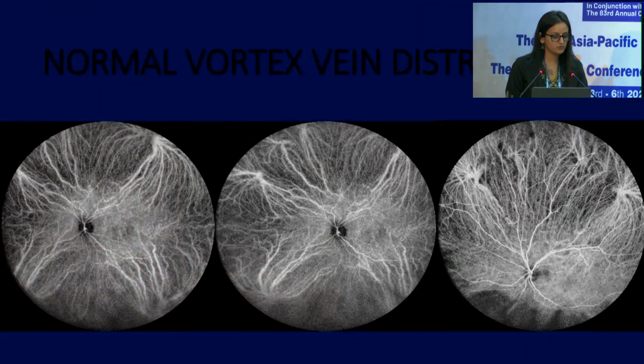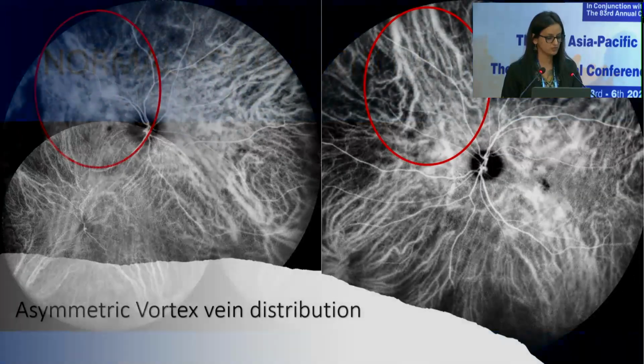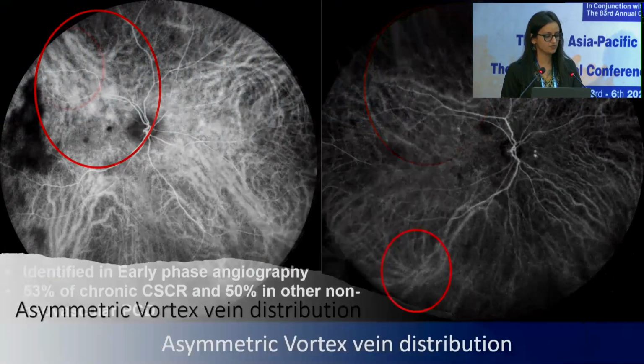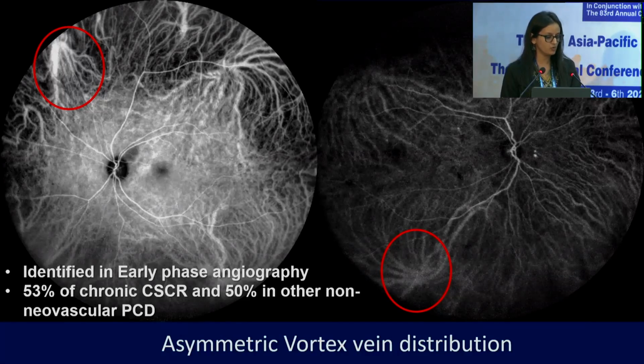This is what a normal vortex vein distribution is, where the vessels are of almost normal caliber, maintaining a physiological watershed zone. But we found in our cases there was asymmetric vortex vein distribution where one of the vessels was draining more of the choroid, and it was identified in the early phase of angiography.